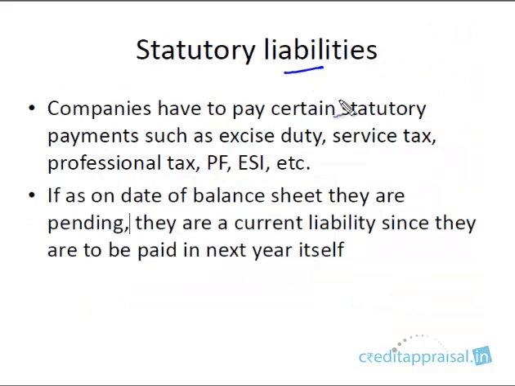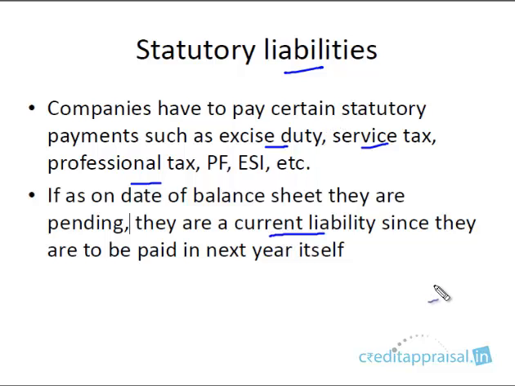Otherwise, leave it. Now, there are some liabilities called statutory liabilities. These are liabilities where payment is due to be made to the government agencies. These include excise duty, service tax, professional tax. All these are payments which the company is due to make to the government agencies. These are the statutory liabilities.